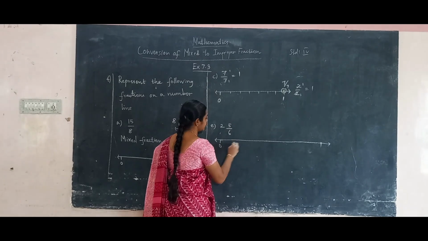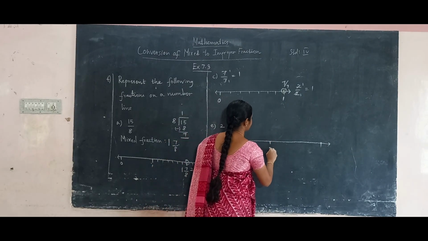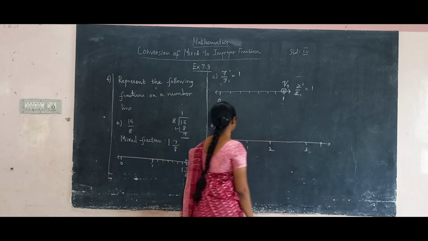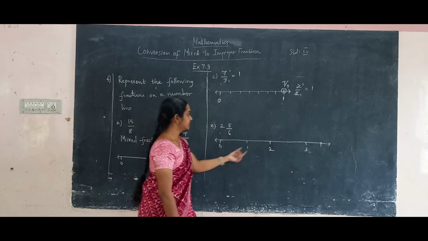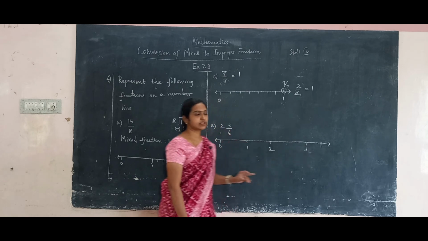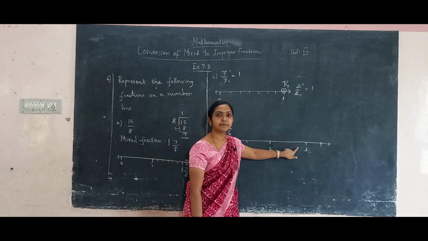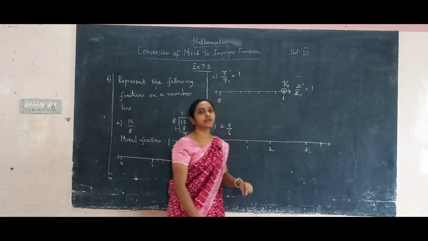So it is 0, 1, 2 and 3. After 2 we are going to represent the fraction. After 2 means here. Here the whole number is 2. So after 2 we have to represent the fraction. After 2 means between 2 and 3.